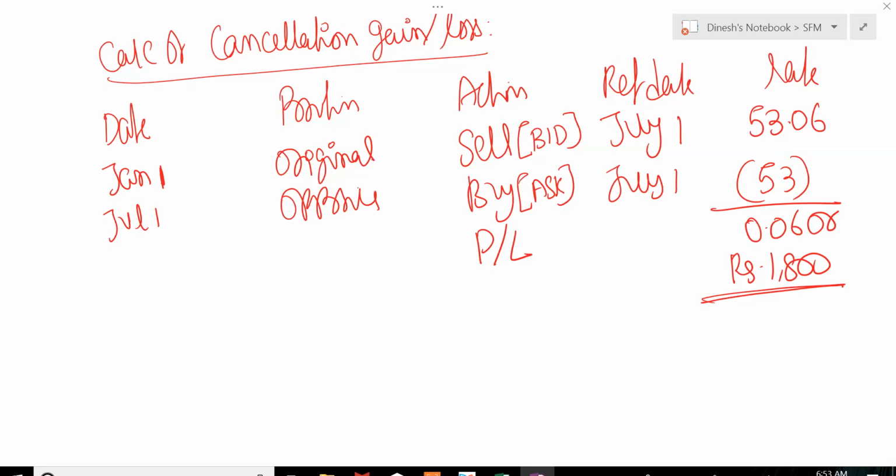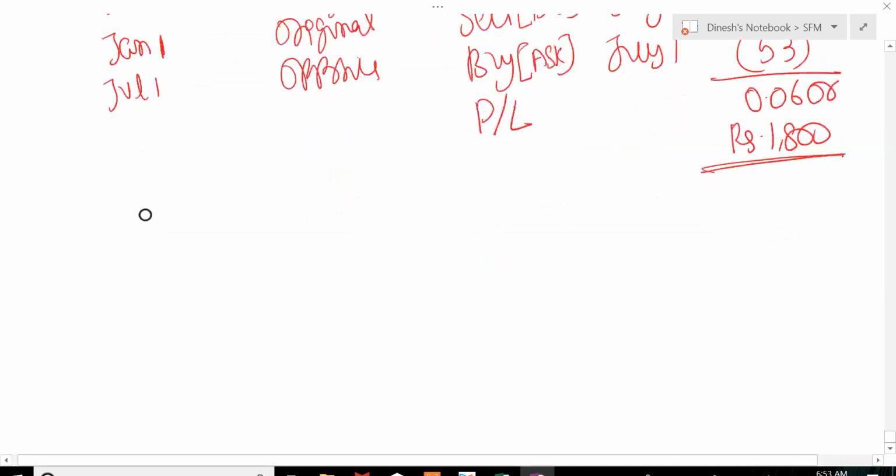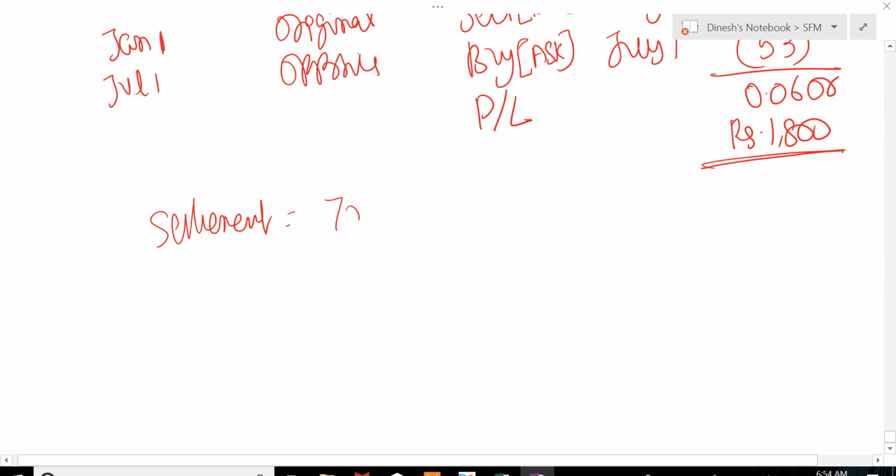Any doubts on this? Now, on the due date, this is my settlement. I'll go to the bank, give him $70,000. On that, he has to pay me something plus 1,800, because this is my gain. So settlement is 70,000 into, at what rate will the settlement happen?